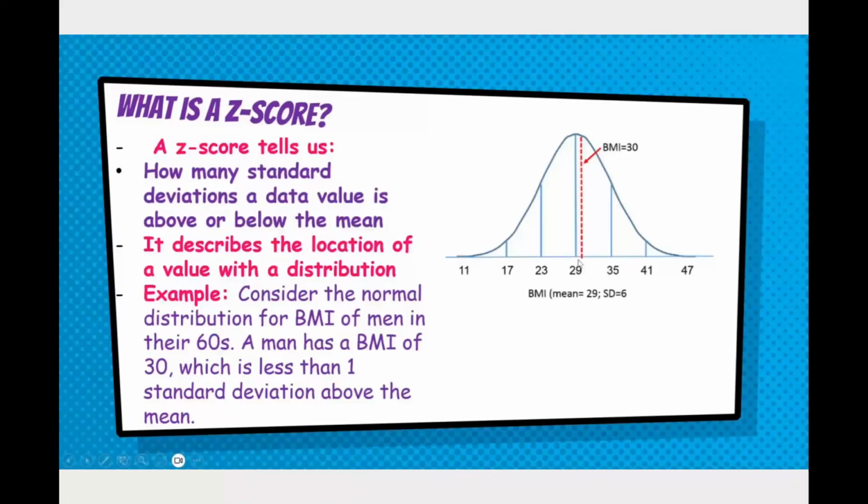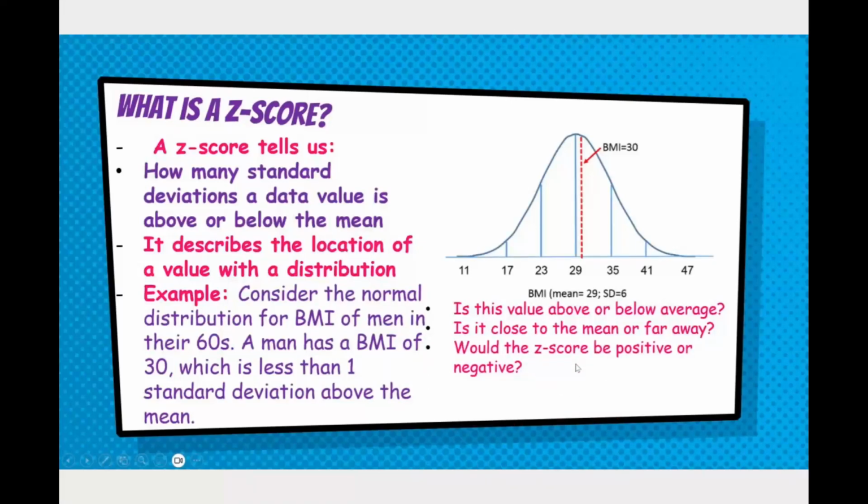If 29 is the mean, where would 30 fall? Well, looking at how these are scaled, 30 would fall close to 29, right? It's the next number in the sequence, and so we can label it accordingly. Is this value above or below average? Well, 30 is above average because it's larger than 29. Is it close or far away from the mean? It's very close to the mean. It's the next number away from the mean.